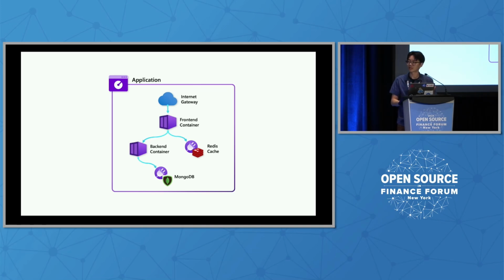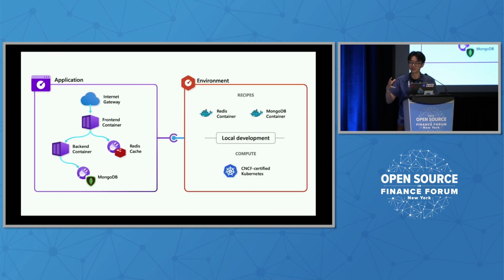So this is where Radius comes in and really shines. With Radius, the operators can set up environments that are pre-configured with all the necessary recipes that their developers can run. In this example, you have a local environment that the operator has set up with recipes to deploy local Docker-based containers for the data stores that the developer will need to run their application. And then, of course, there's a local Kubernetes cluster to serve as the compute.